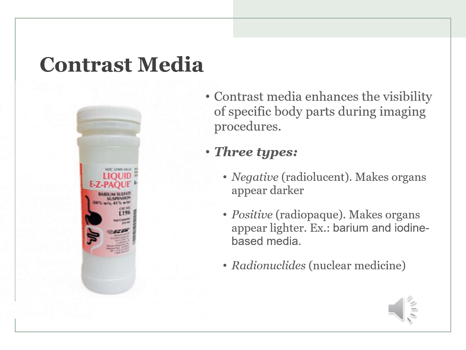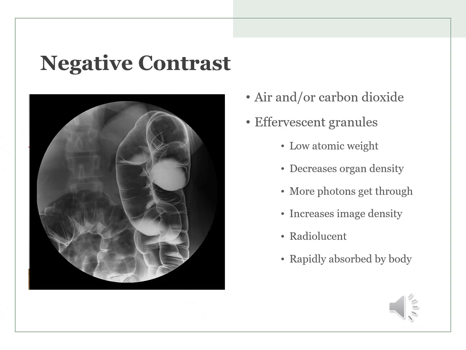Types of contrast used in radiography include negative contrast media, which makes organs appear darker or radiolucent by allowing more X-rays to pass through. Positive contrast media makes organs appear lighter or radiopaque by blocking X-rays. This includes barium and iodine-based media, and radionuclides, which are used in nuclear medicine for imaging by emitting radiation. When performing a double contrast study, such as with oral barium, air or carbon dioxide may be added to improve imaging. Carbon dioxide is preferred for lower GI studies due to its quick absorption and comfort.